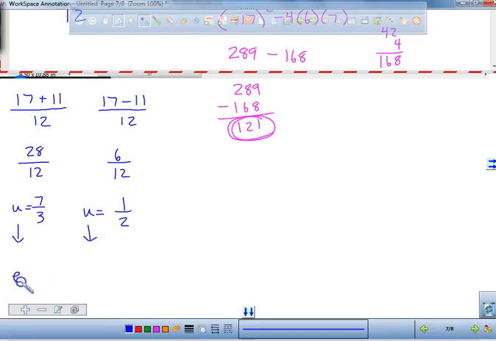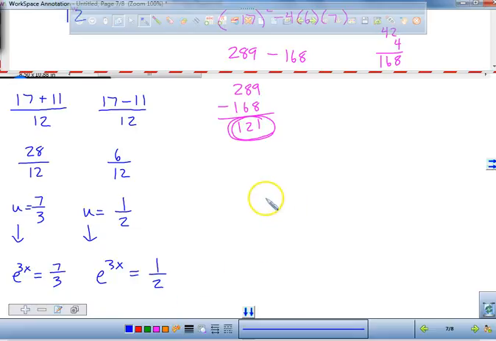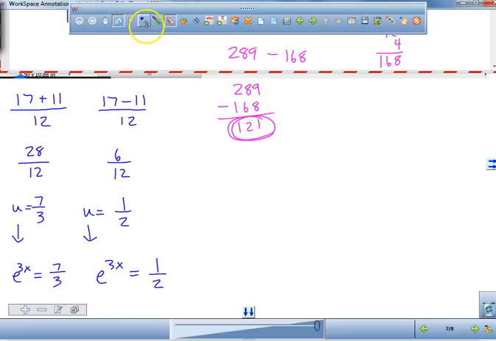We said u is equal to e to the power of 3x. We have e to the power of 3x equals 7 over 3. And then we have e to the power of 3x is equal to a half. Now what I was saying was this. If you ever get e to the power of 3x equals like a negative 2, you can't solve it because there's no number here that can somehow make it magically a negative number. You can have negative exponents, you just can't have negative answers. All right?